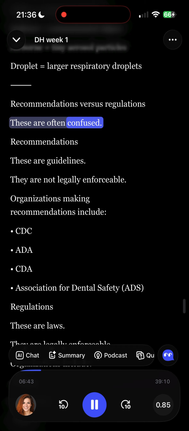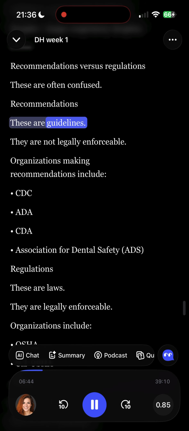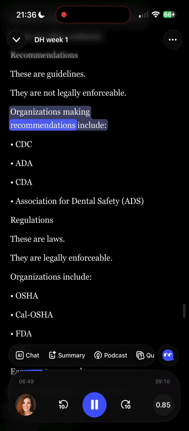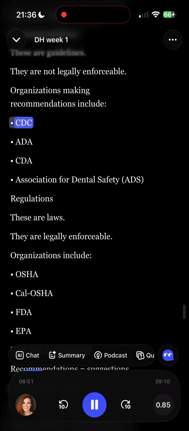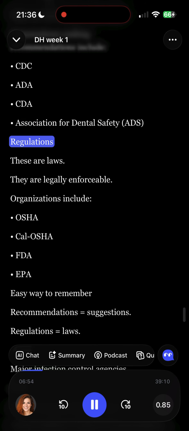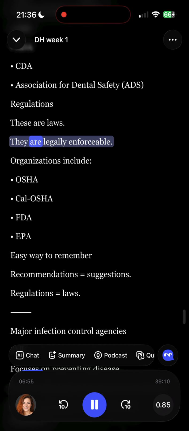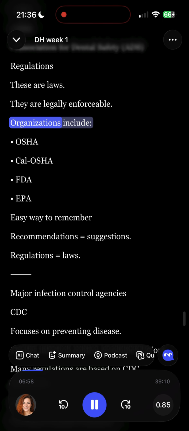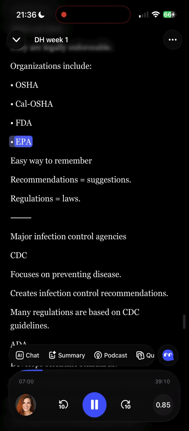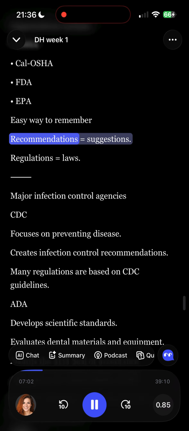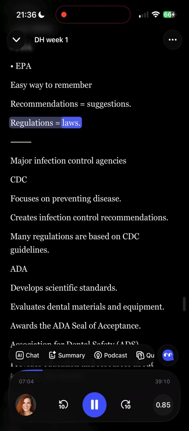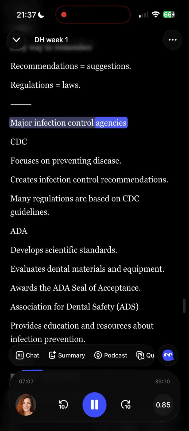Recommendations versus regulations. These are often confused. Recommendations: these are guidelines. They are not legally enforceable. Organizations making recommendations include CDC, ADA, CDA, Association for Dental Safety. Regulations: these are laws. They are legally enforceable. Organizations include OSHA, Cal-OSHA, FDA, EPA. Easy way to remember: recommendations equal suggestions. Regulations equal laws.